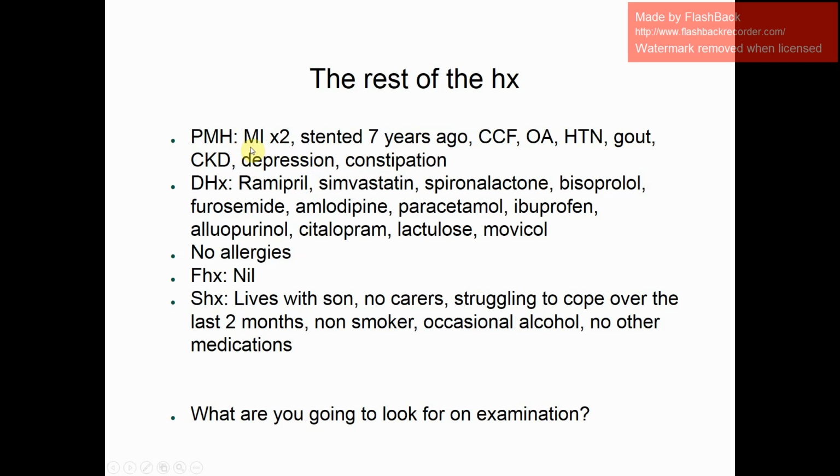In this particular case, MI, myocardial infarction, CCF, congestive cardiac failure, OA, osteoarthritis, hypertension, and chronic kidney disease. We then also include a large range of commonly used medications, making sure that each individual within the group is aware of all acronyms and all medications used in every single case.